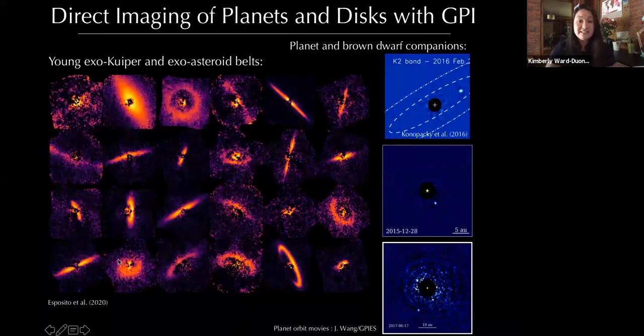So this paper actually just came out about a week ago. Tom Esposito has shown the gallery of debris disks. So these are the remnant material, much older than the disks I was just talking about. But GPI has beautifully resolved many of these ring and edge-on, even face-on disk systems that are essentially the signposts of planet formation, sort of the young analogs to our own Kuiper belt or asteroid belt. We also have a number of brown dwarf companions, as shown here. Some more orbit movies showing that we can actually monitor the paths of these planets and see their trajectories in real time.